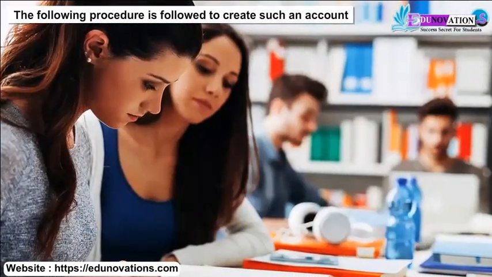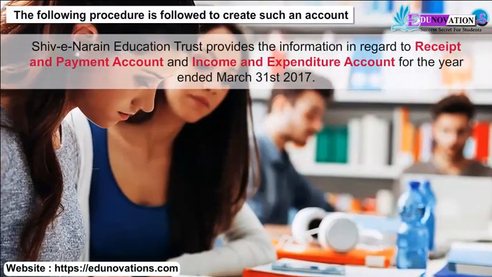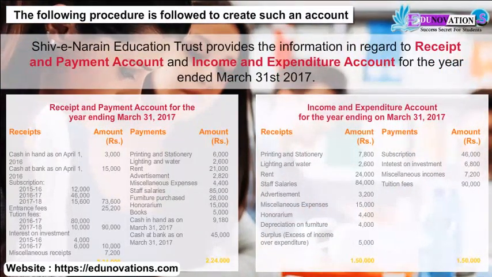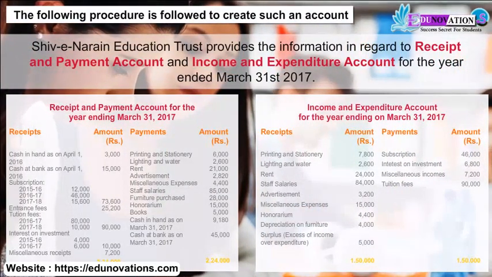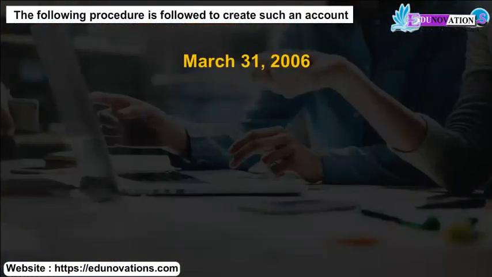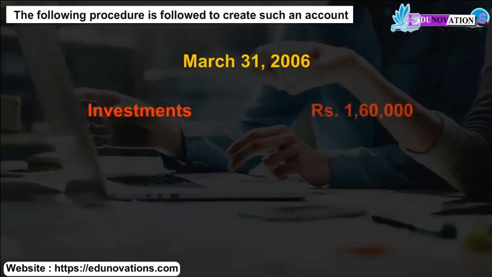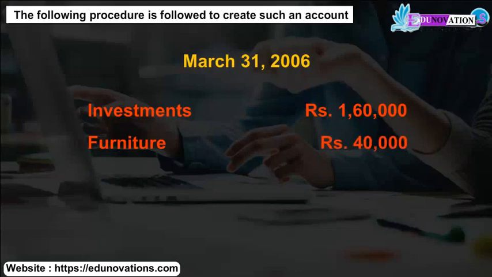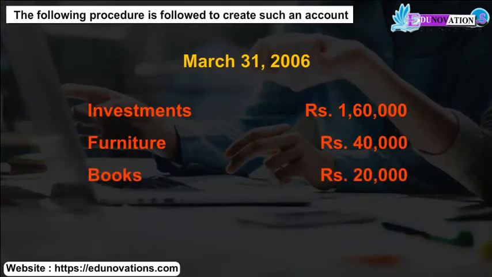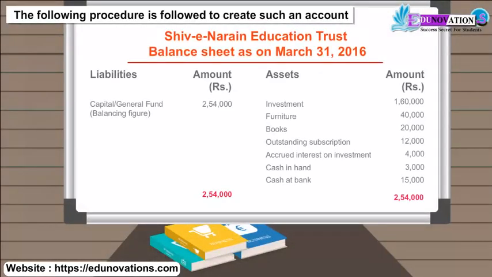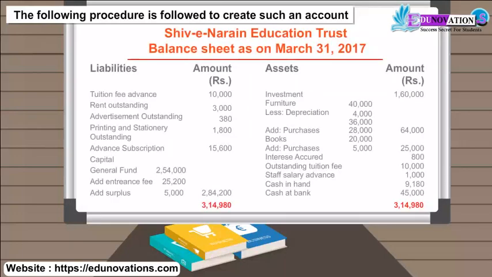For example, Shiv E. Narayan Education Trust provides the information in regard to the receipt and payment account and income and expenditure account for the year ended March 31st, 2017. On March 31st, 2016, the following balances appeared: investments rupees 1,60,000, furniture rupees 40,000, and books rupees 20,000. Prepare opening and closing balance sheet. Balance sheet as on 31st March 2016. Balance sheet as on 31st March 2017.